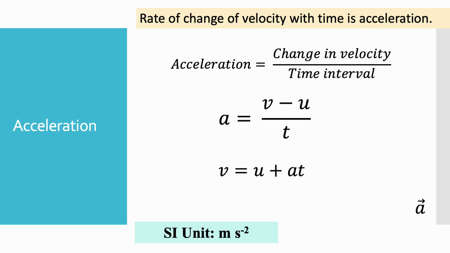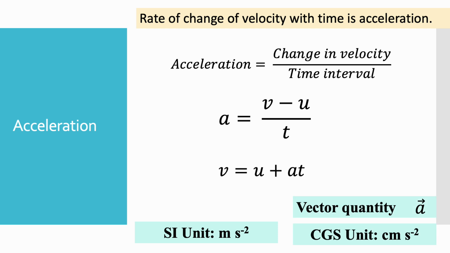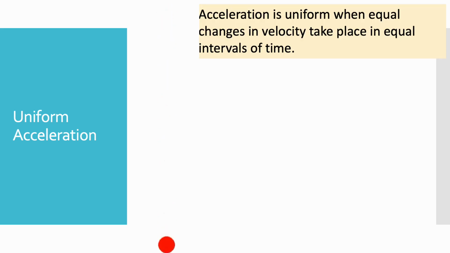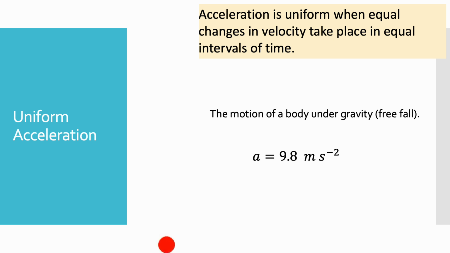SI unit is meter per second squared. CGS unit is centimeter per second squared. And yes, it's a vector quantity. Acceleration is uniform when equal changes in velocity occur in equal time intervals. A good example is a body in free fall under gravity. Neglecting air resistance, its acceleration is constant at 9.8 meters per second squared. For a freely falling object, we can write A equal to G.